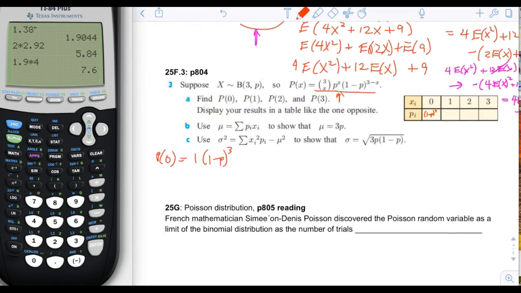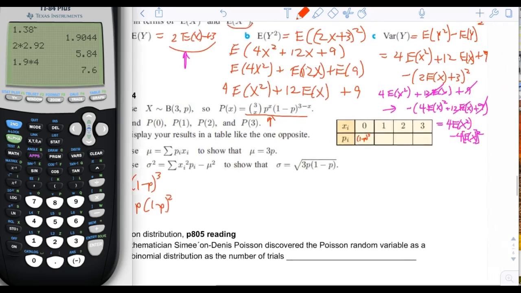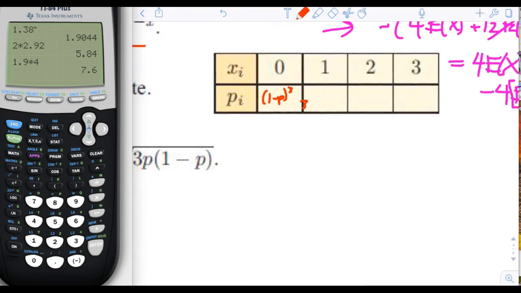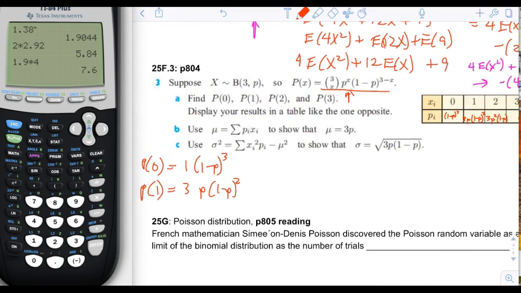Let's do it for x equals 1. That would be the binomial coefficient 3 times p to the first times (1 minus p) squared. So that would be 3 times p times (1 minus p) squared. The next one would also be 3, but it would be p squared times (1 minus p). And the last one would be p cubed. Okay? All right, then we look at b.